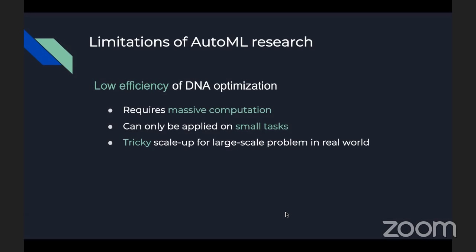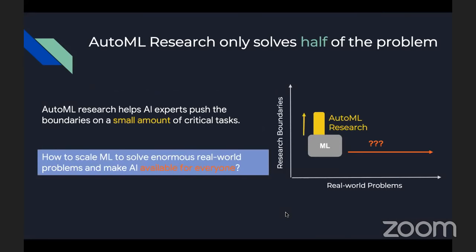because everyone knows that if we have more data, it's affordable to make the neural architecture deeper and wider to have higher accuracy. So this part is still very tricky. Then we see that the automated research only solves half the problems we want to solve.